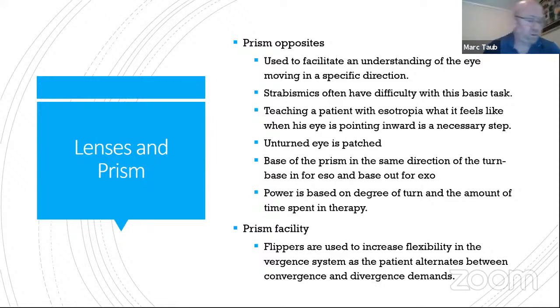And what they're doing with these activities, you could have them do anything. You could have them look at targets. It could be dynamic. You could even have them do some of the activities that we've just been talking about. The prism rotator would be a good activity to do. In theory, you could have them do saccadic activities with prism opposites, with a heart chart. So many different things you could be doing.